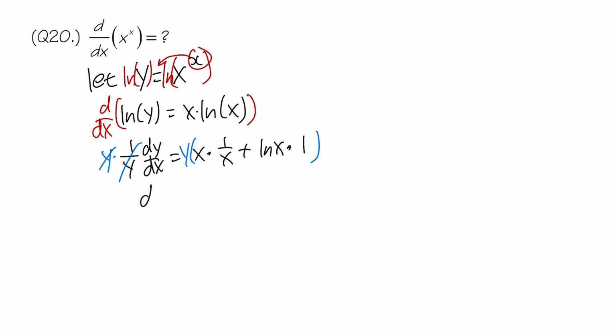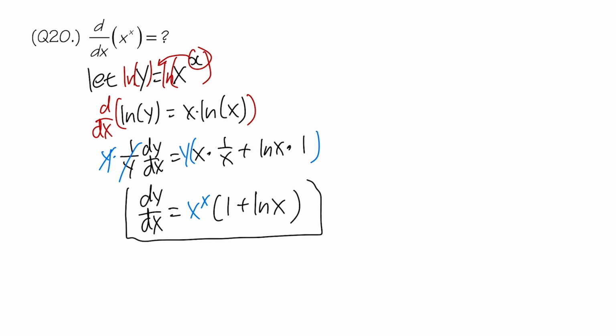And ladies and gentlemen, dy dx equals y, which is x to the x power, and then we multiply that by x times 1 over x, which is just 1, plus ln x times 1, which is just ln x. That said, this is it. dy dx equals x to the x power times 1 plus ln x. And that's it. That's the second test.